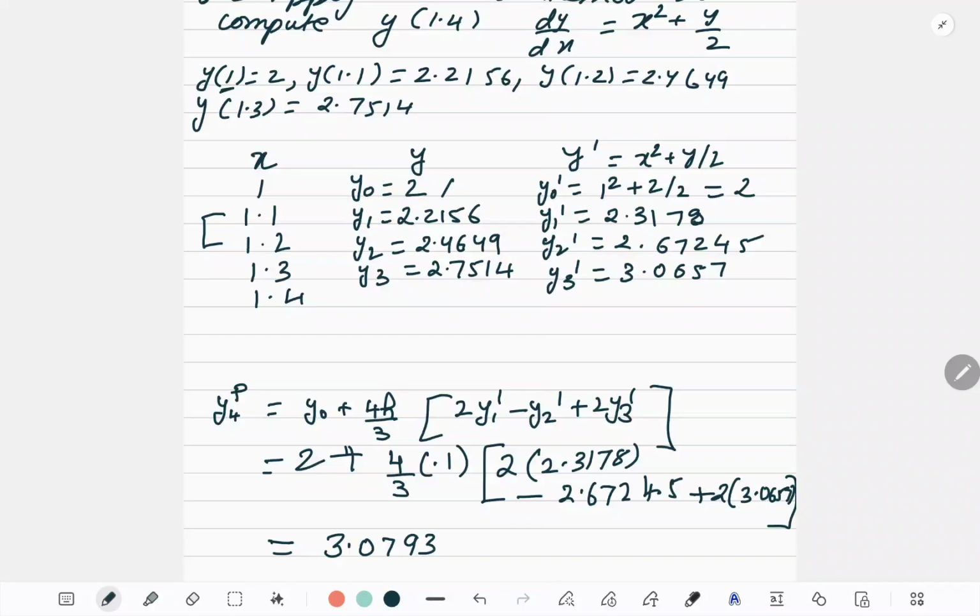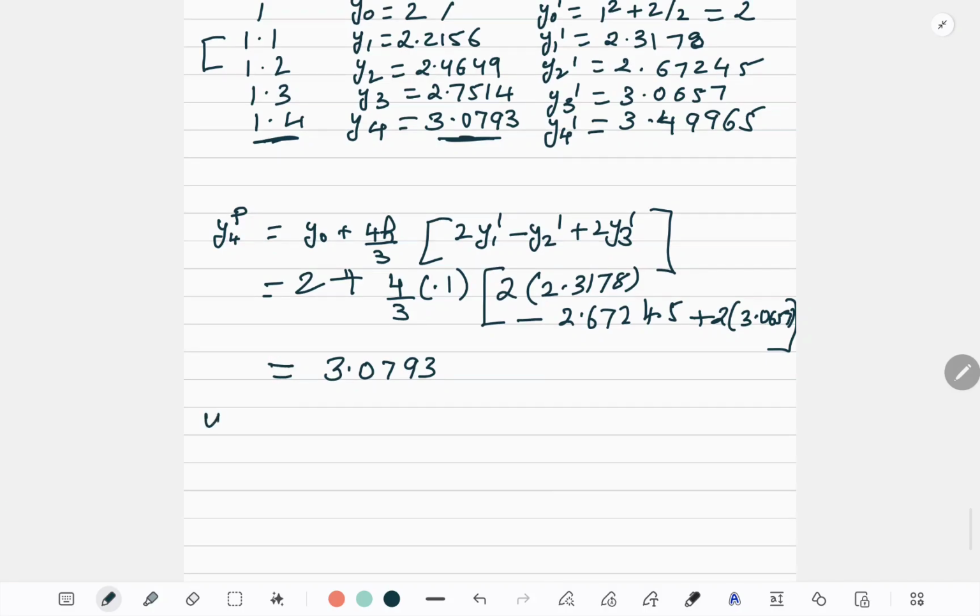See, when you just listen, you won't understand. So pause the video, calculate it yourself and then check your answer. So my y4 value is equal to 3.0793. Now I will do y4 dash. Y4 dash means in this function, x squared plus y by 2, I will put this value and this value. So my y4 dash value will be 3.49965. After the decimal, consider at least 4 numbers.